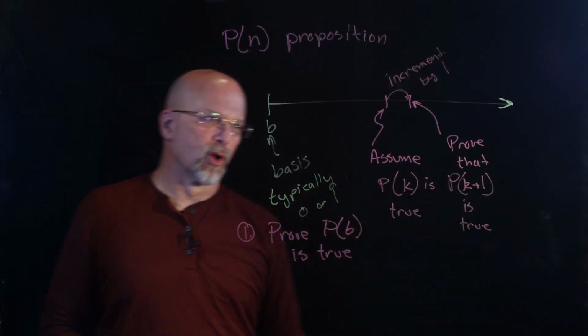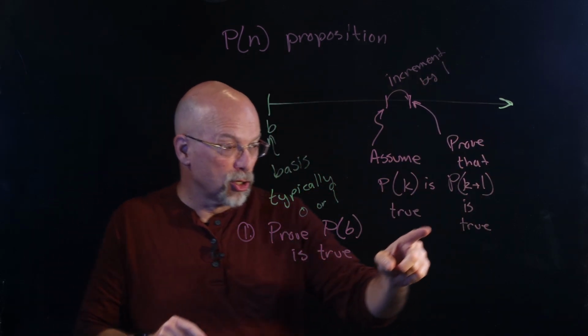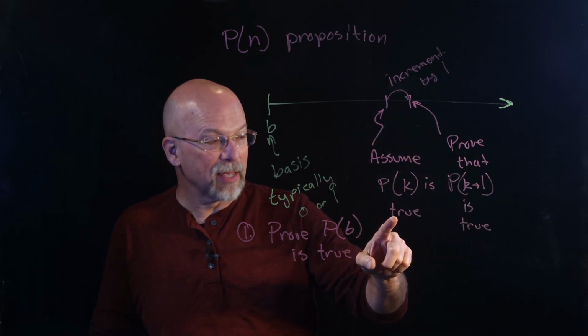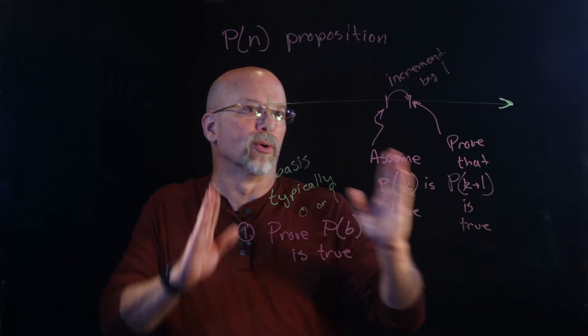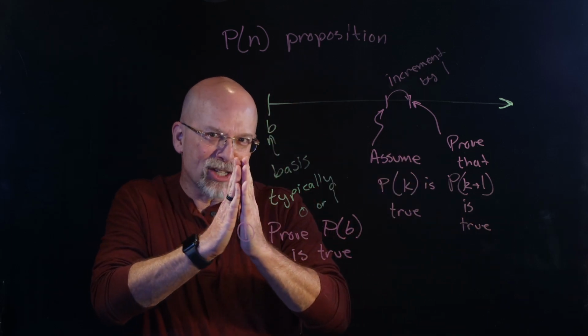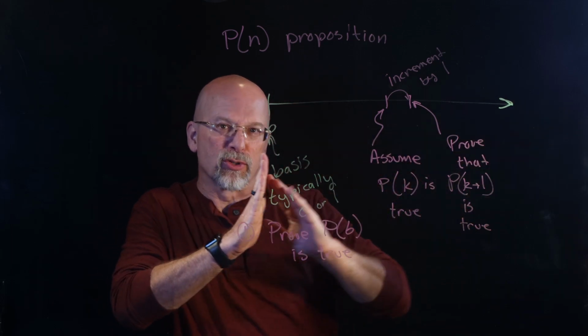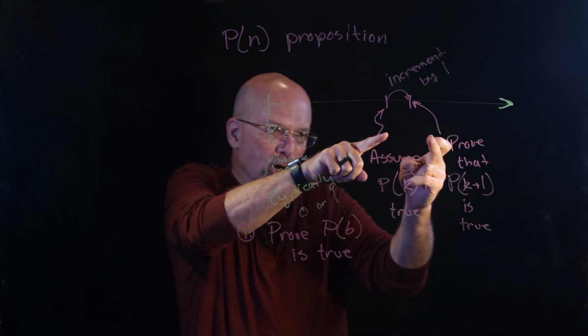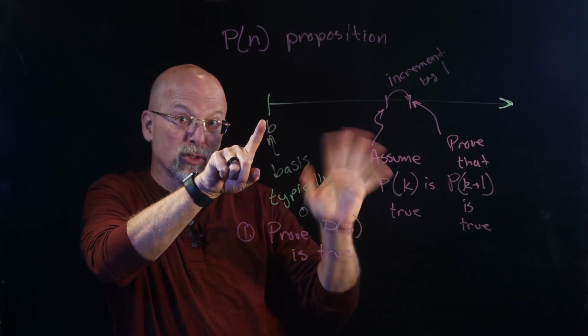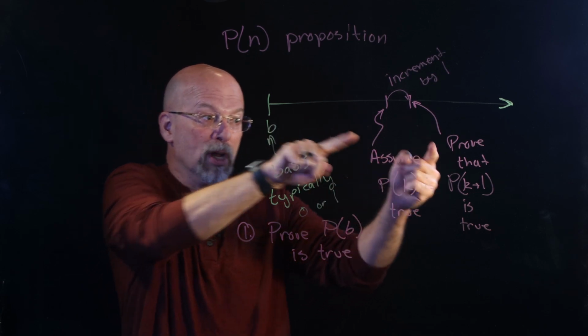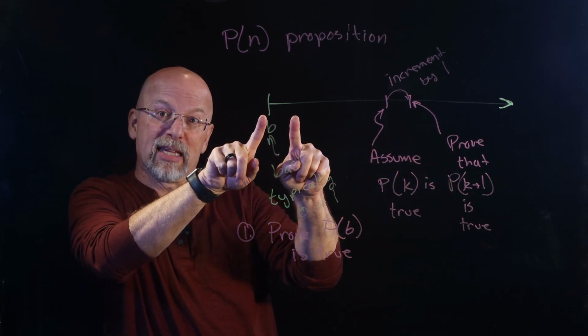So why does this work? Once you were able to assume P of K is true, and then prove that P of K plus 1 is true, then what you've done is actually said that everything is true. Because you could assume that K is equal to B. I mean, I told you, don't define what K is equal to. You could assume that K is equal to B.